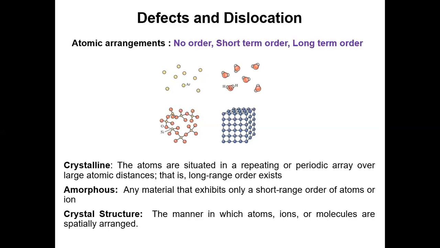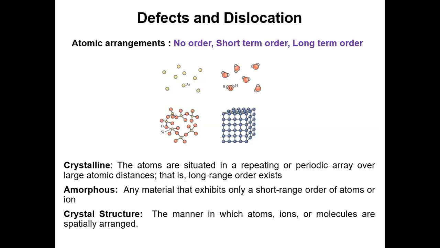For example, like this, they are arranged in an orderly manner. Amorphous material means any material that exhibits only a short range order of atoms or ions. That means the arrangement of the atoms is in order, but only in a very short range. Such types of materials we call amorphous material.